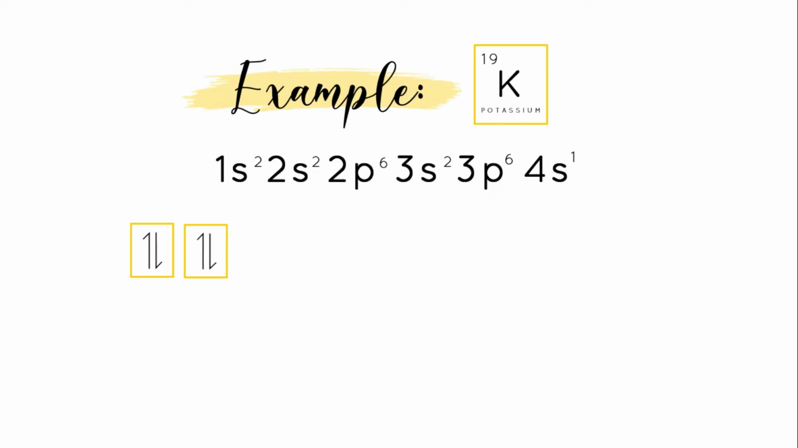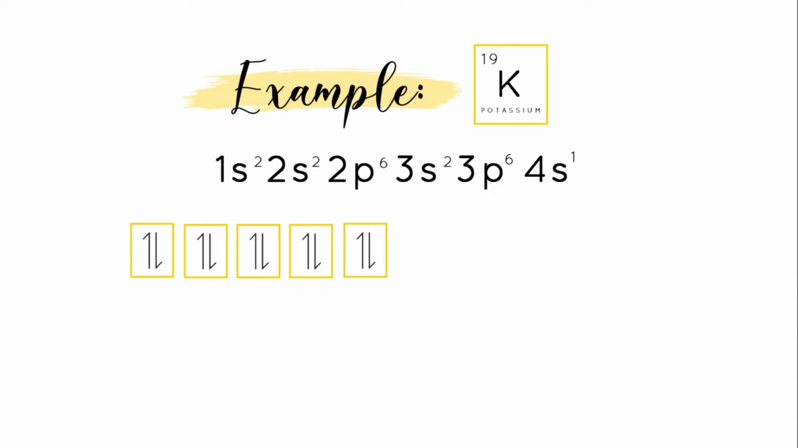Next, we have 2p6. Since we're dealing with the P subshell, we need to draw 3 boxes. So 1, 2, 3. Since it's 2p6, the superscript is 6, so it holds 6 electrons. So we need to draw 6 arrows. All arrows up first before all arrows down. So 1, 2, 3, all arrows up first before all arrows down: 4, 5, and 6.